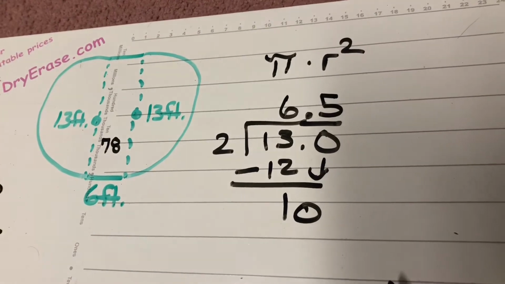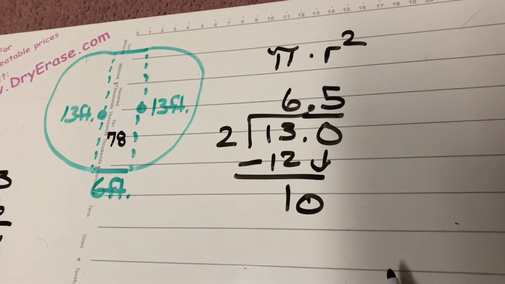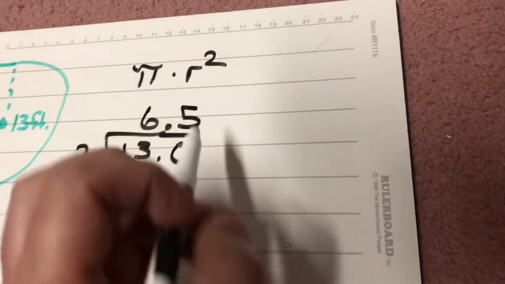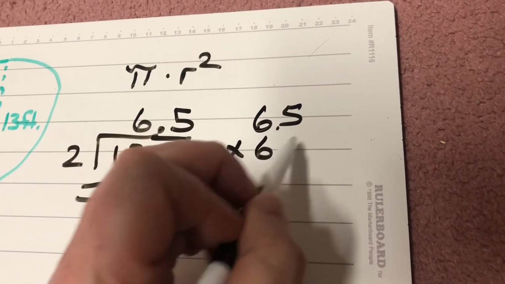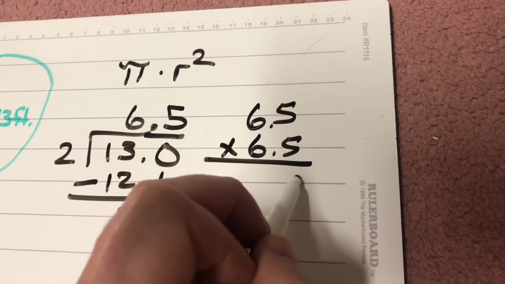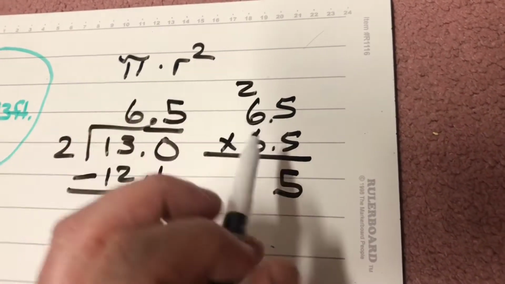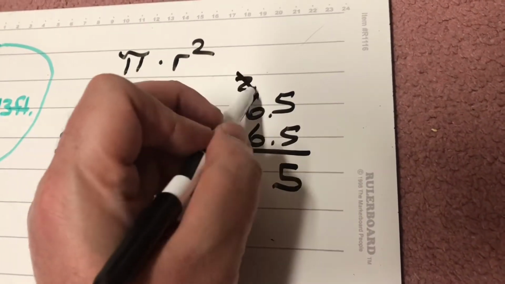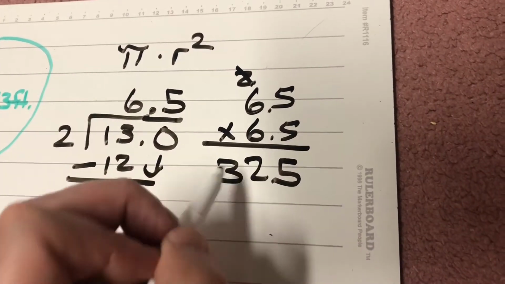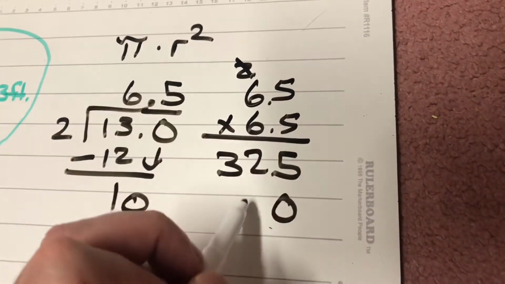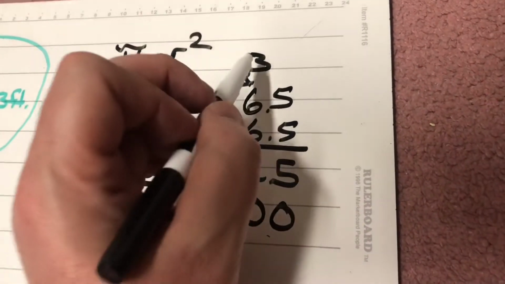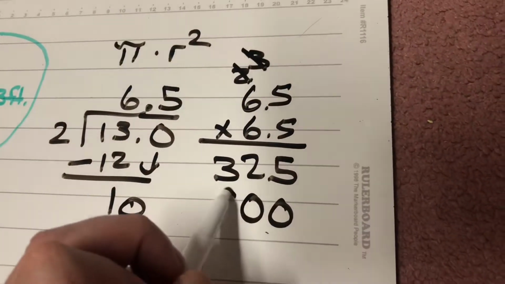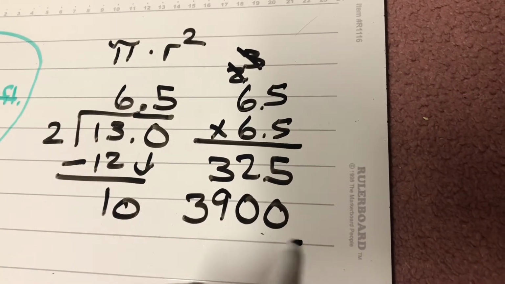I get 6.5. But I've got to square that. Okay, so I'm going to go 6.5 times 6.5. 5 times 5 is 25. Put the 5 down, carry the 2. 5 times 6 is 30, plus 2 is 32. Put the 0 down. 6 times 5 is 30. Put the 0 down, carry the 3. 6 times 6 is 36, plus the 3 is 39.